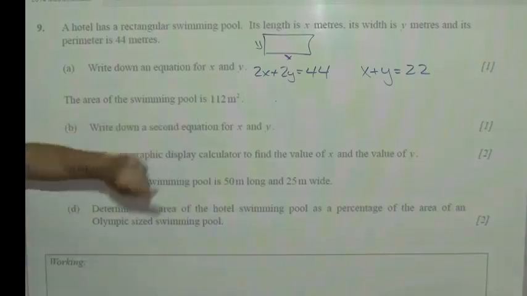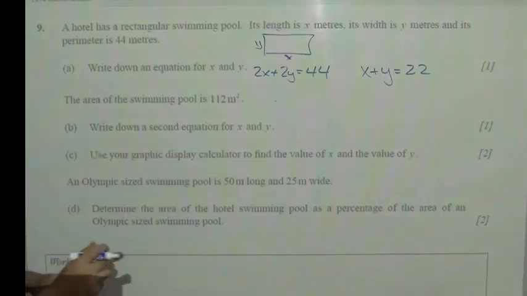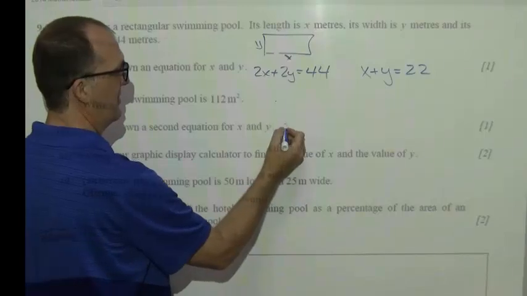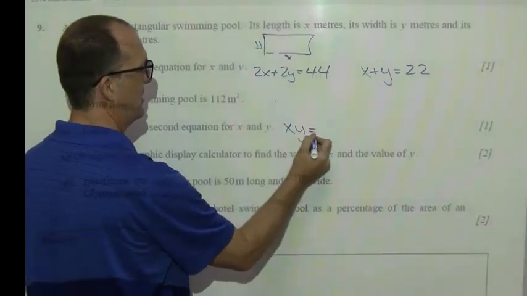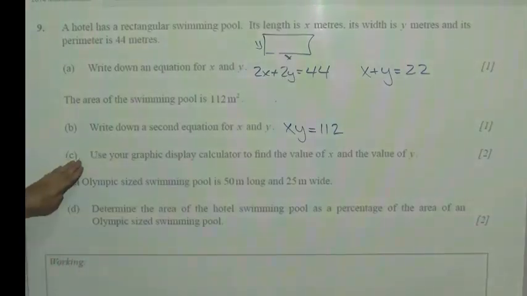Now they tell you that the area of the swimming pool is 112. So write down the second equation. Well, area, length times width. So x times y is 112. And now they want you to use your calculator to find the value of x and y.